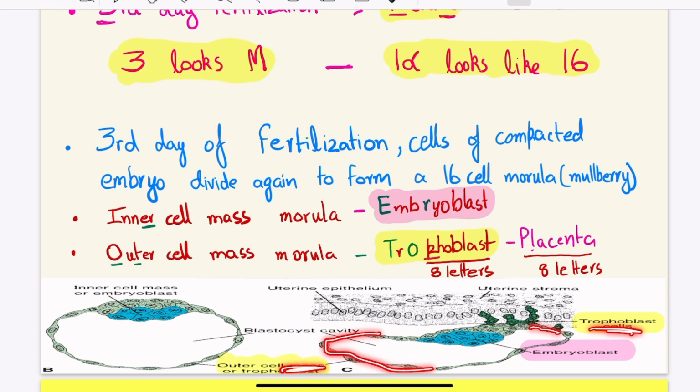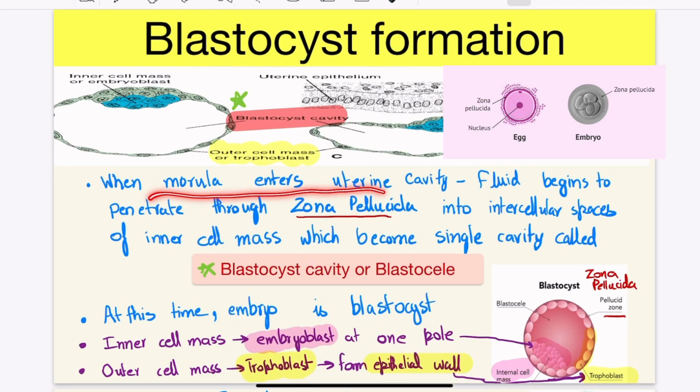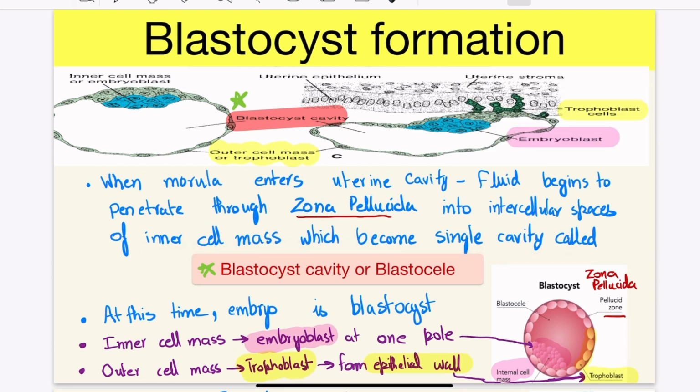Here you can see the inner cell mass forms the embryoblast, whereas the outer cell mass, the outer periphery, forms the trophoblast cells. Next we have blastocyst formation. When the morula enters the uterine cavity, fluid begins to penetrate through the zona pellucida into intercellular spaces of the inner cell mass, which becomes a single cavity, called the blastocyst cavity or blastocele.